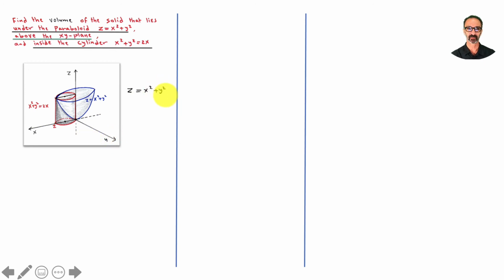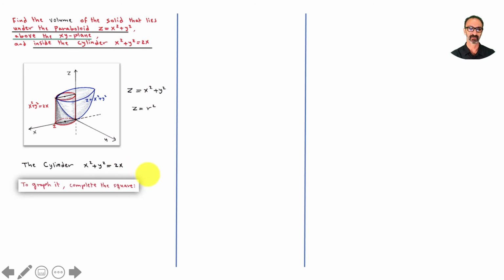I have z equals x squared plus y squared, that's this one here. I could write this in polar as z equals r squared. The cylinder x squared plus y squared equals 2x. They call it a cylinder. Let's see why. To graph it, I'm going to complete the square. So I'm going to rearrange. See, I'm not taking it step by step because I want to save you some time. Rearrange, put the x's to the left. Look at this right here, add 1 to both sides to balance it. And now you have it.